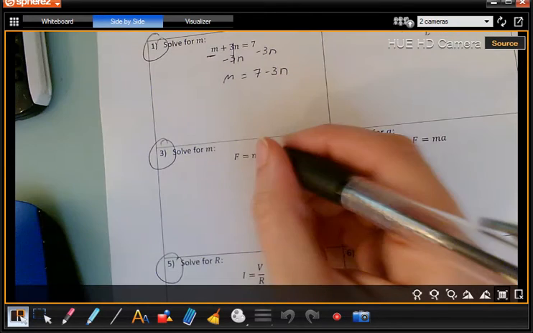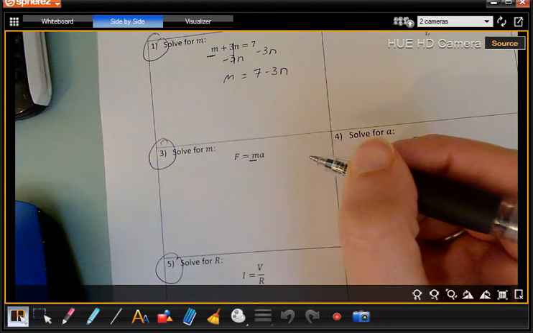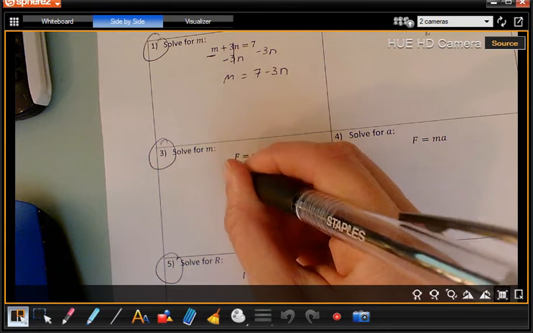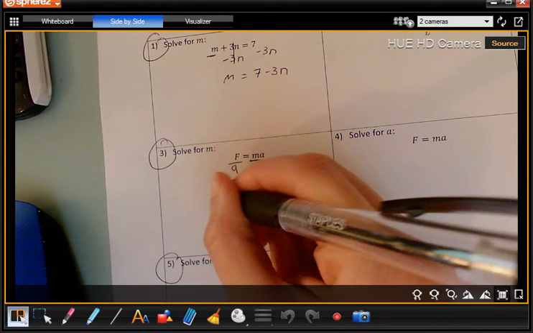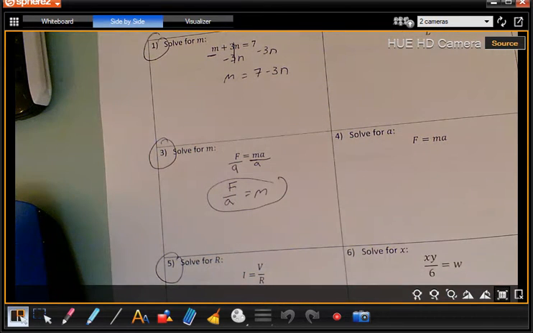This next one, we're also solving for m. m is being multiplied by a. The opposite of multiplication is division. We're going to divide both sides by a. We're going to get f over a equals m. That's it. That's the end. It's going to be set up as an equation.